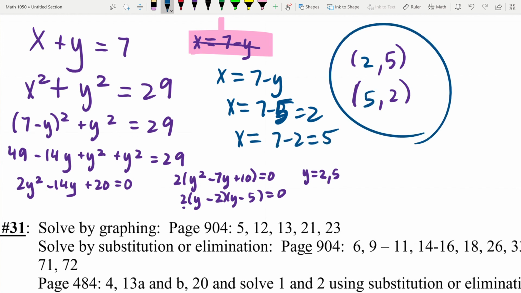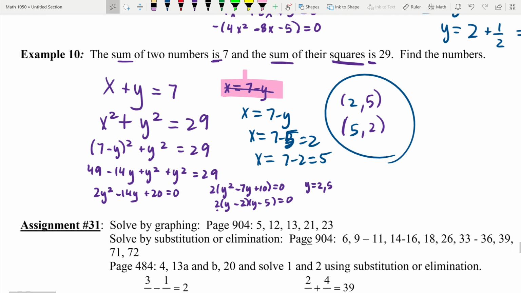You're not supposed to write the answers as ordered pairs because it wasn't given to you as a system. You made the system. Can anybody tell me the answer? Look at what I've got. It's just 5 and 2. Doesn't matter if it's 2 and 5 or 5 and 2. It's just two numbers that add together to give me 7, and when you add their squares, you get 29.